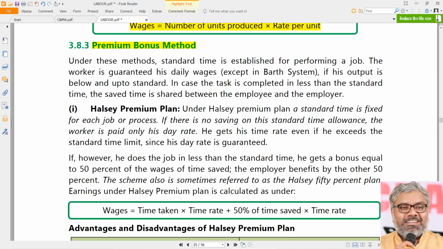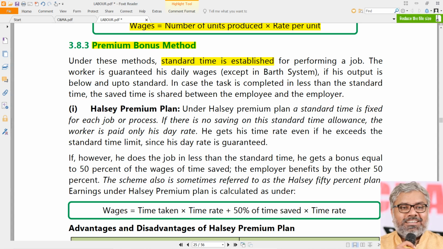That is what we can call premium bonus methods. Simply, understand the concept of these methods. First of all, there is a standard time that is established for a particular job. Means this job has to be done in, let us say, 10 hours. That's it. That is fixed. That is the time that normally that job takes for an average worker, not a super skilled worker. For an average worker, a particular task will take 10 hours, let us say.